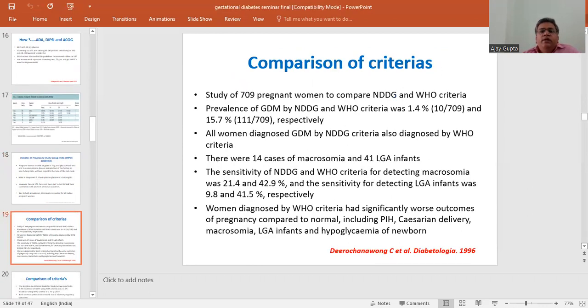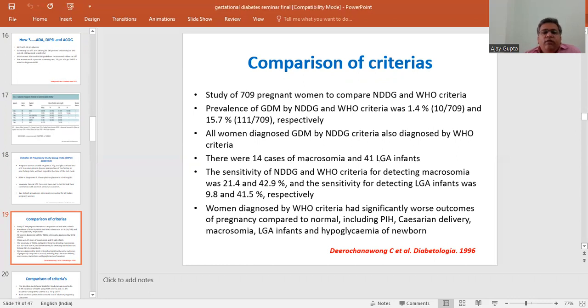Now coming to the comparison of the various criteria, a study of 709 pregnant women compared the anti-DG and WHO criteria. The prevalence of GDM by anti-DG and WHO criteria ranged from 1.4% to 15.7% respectively. So you can see that there is a huge difference. All women diagnosed with GDM by anti-DG criteria were also diagnosed by the WHO criteria, and there were 14 cases of macrosomia and 41 large for gestational age infants.